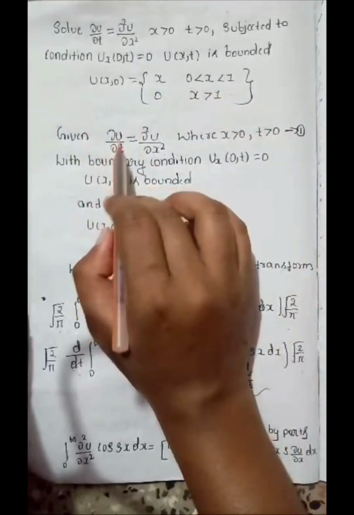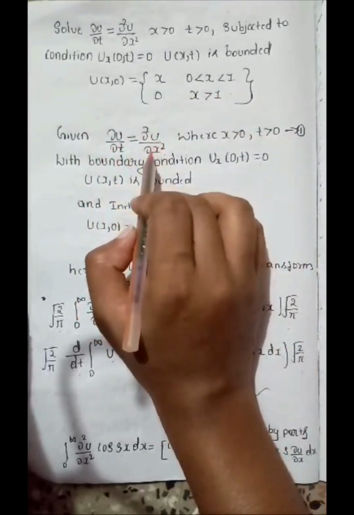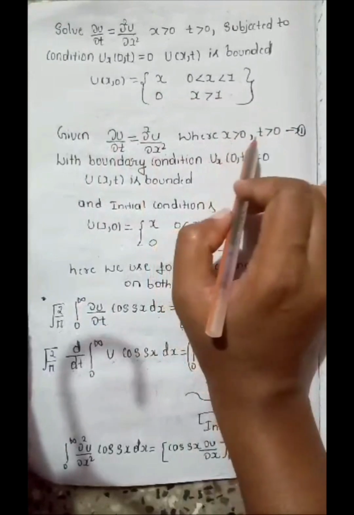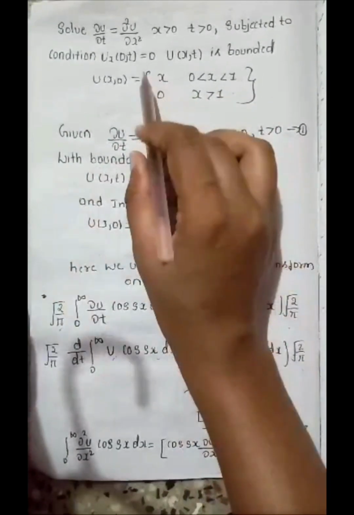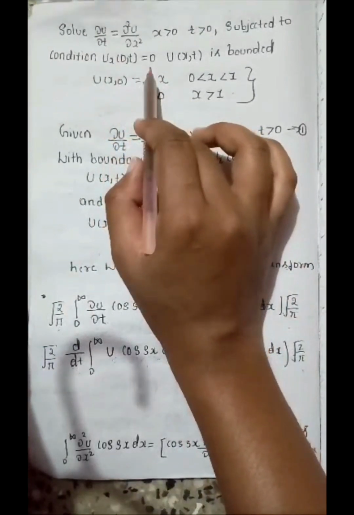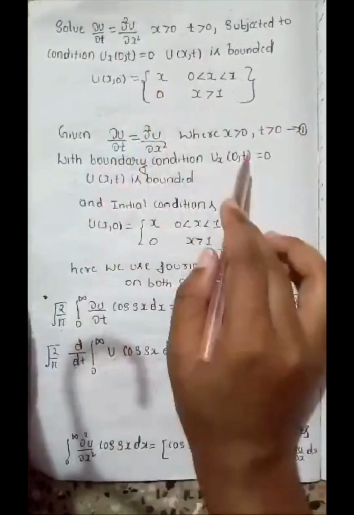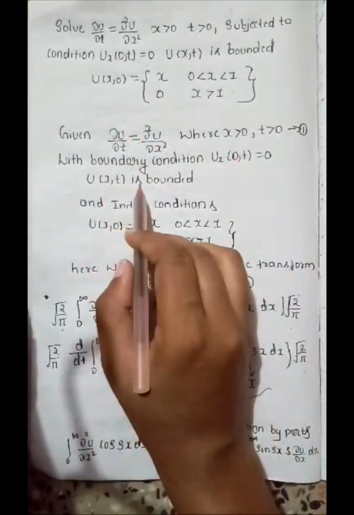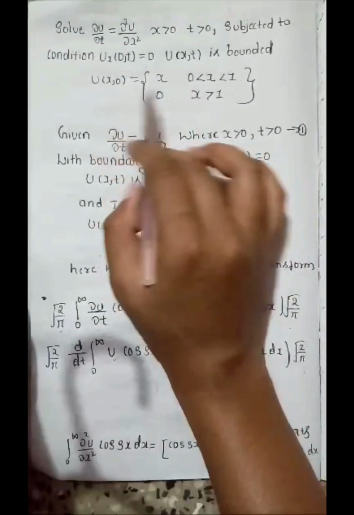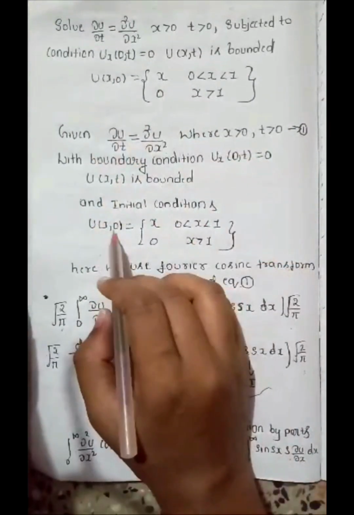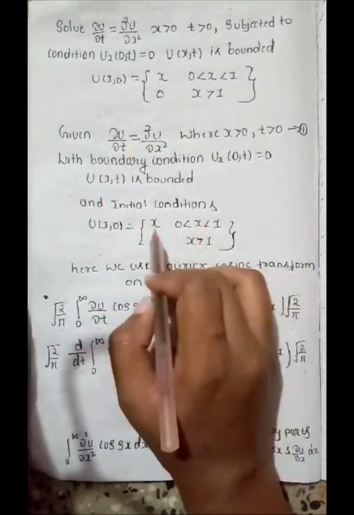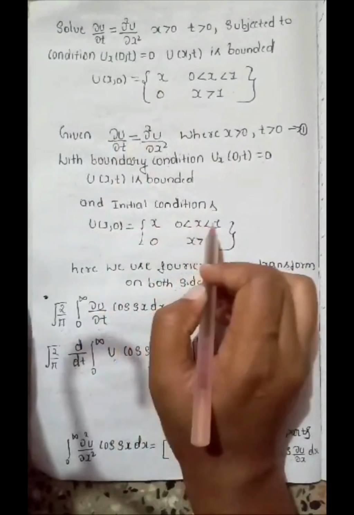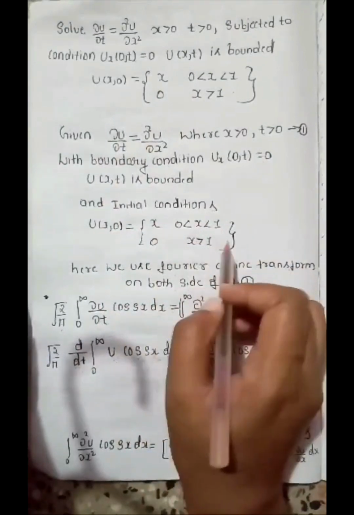So given ∂u/∂t = ∂²u/∂x², where x > 0, t > 0, we take this as equation 1. u_x(0,t) = 0 is the boundary condition, and u(x,t) is bounded. The initial condition we have mentioned here: u(x,0) = x when 0 < x < 1 and 0 when x > 1.